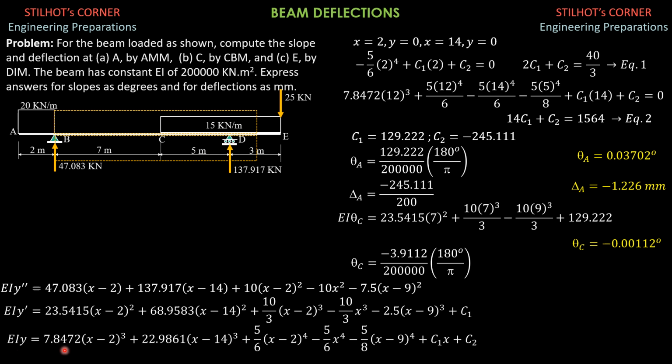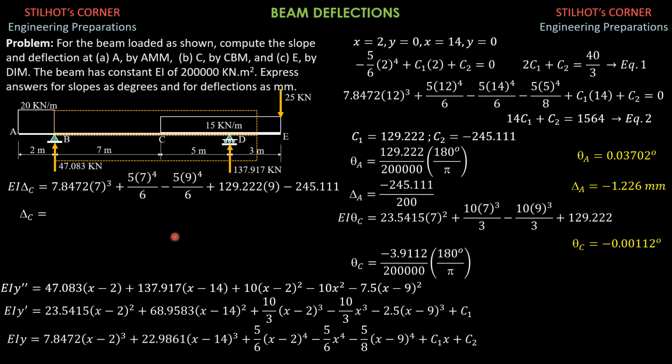Then delta C rather, substitute into this equation, x is 9. So EI delta C is 7.8472 times 7 cubed plus 5 over 6 times 7 to the 4th, minus 5 over 6 times 9 to the 4th, plus c sub 1, which is 129.222 times 9 plus c sub 2, negative 245.111. So delta C is equal to 142.81 over EI.